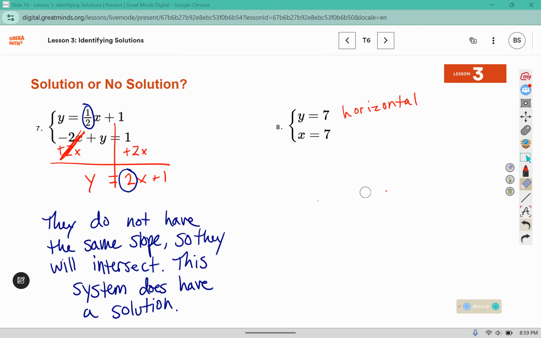It has a slope of 0. But this other one, x equals 7, is a vertical line. So since we have a horizontal and a vertical line, they will eventually cross, meaning they have a solution.